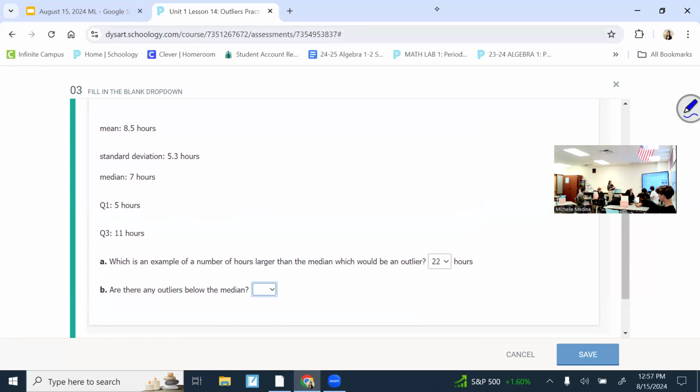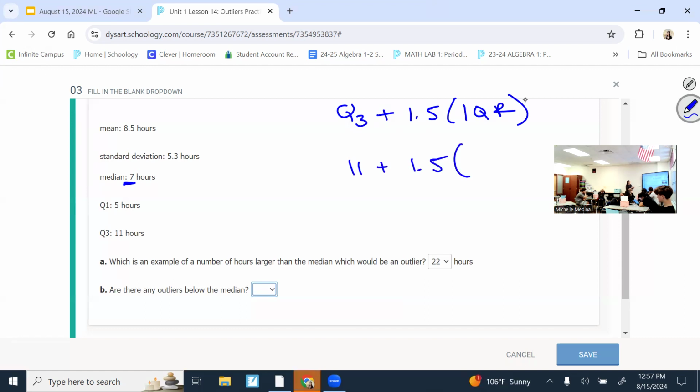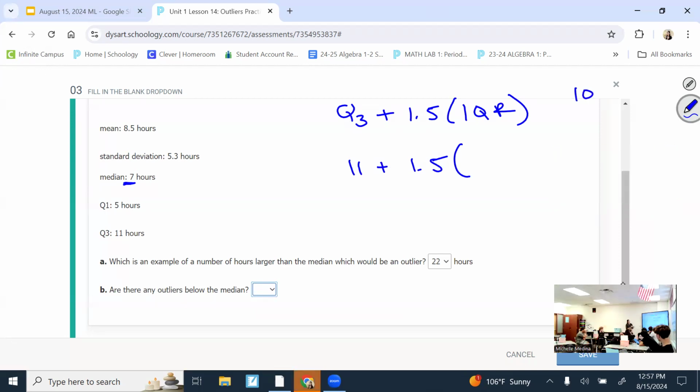So the rule for determining if something is an outlier is 1.5 times the IQR. And then it depends whether or not we're looking at an outlier above the rest of the data or below the rest of the data. So since we're looking for a number that's bigger than the median, we'd probably rather use this one, which would be my quartile 3 plus 1.5 times my IQR. What's the formula for IQR? Okay, good. So I'm going to put that in here. My Q3 is 11 minus my Q1 is 5.